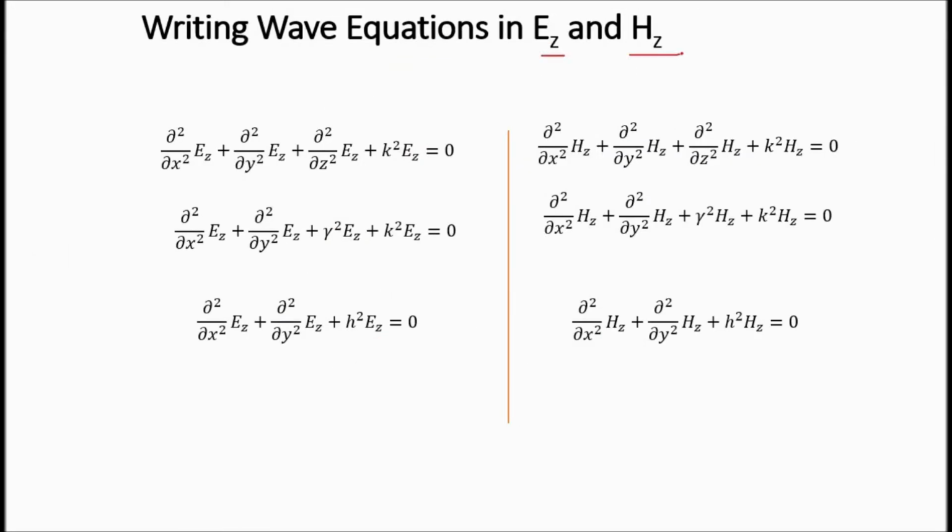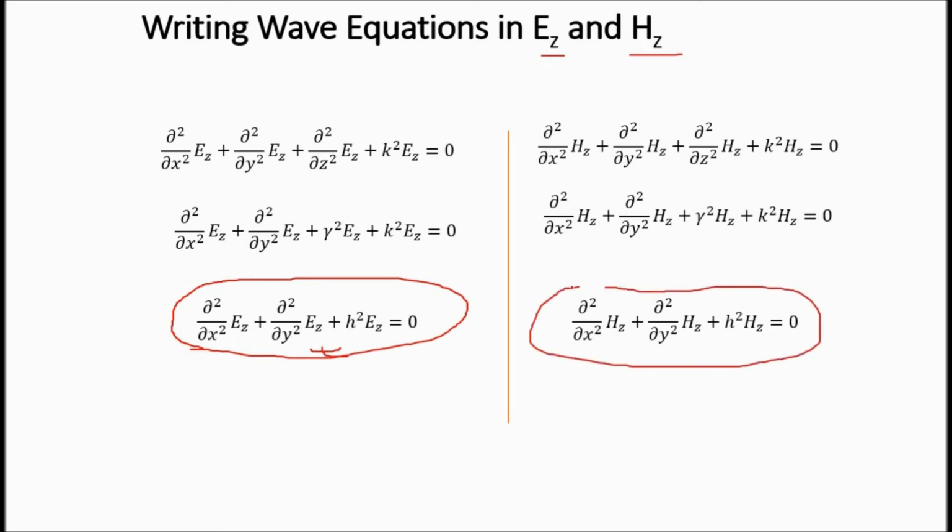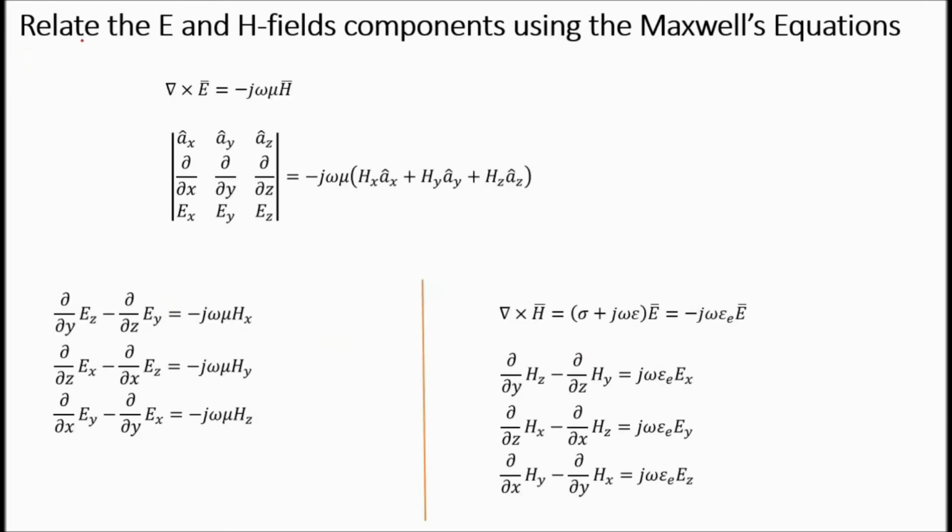We can write the wave equation in terms of Ez and Hz. We already showed you how to find the wave equation in terms of Ez. We also can find the wave equation in terms of Hz by following the same steps. So you can see the wave equation in terms of Ez on the left side, and on the right side you can find the wave equation in terms of Hz. In both cases you will identify that the wave has an Ez component, but it is also a function of x and y. Relate the E and H field components using Maxwell's equation.